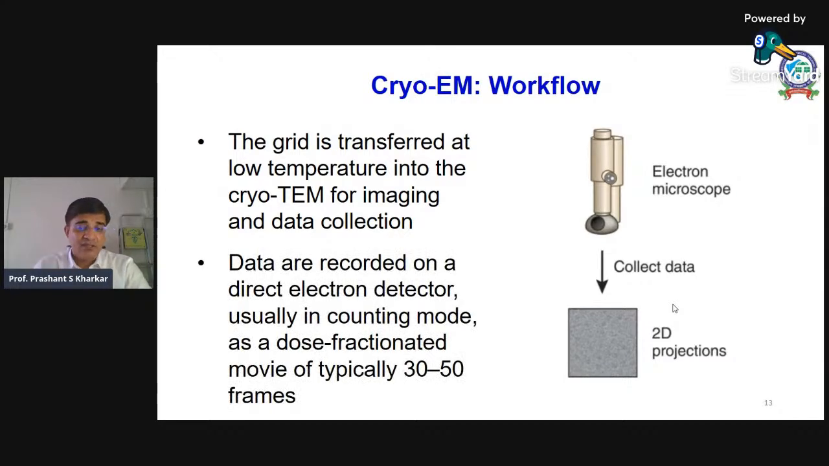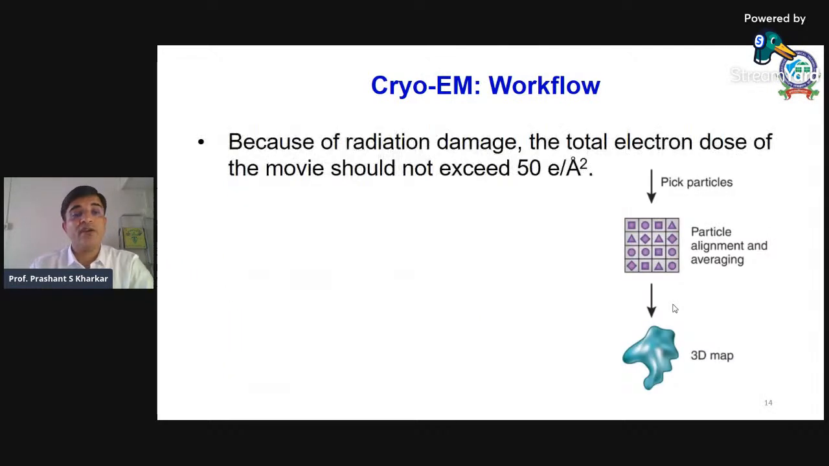And then the most interesting part is the image processing, and the video will very nicely tell you. The data is recorded on a direct electron detector, usually in counting mode. They usually take 30 to 50 frames, and there is a particular requirement for the number of electrons per square angstrom to be able to get the resolution which we require.